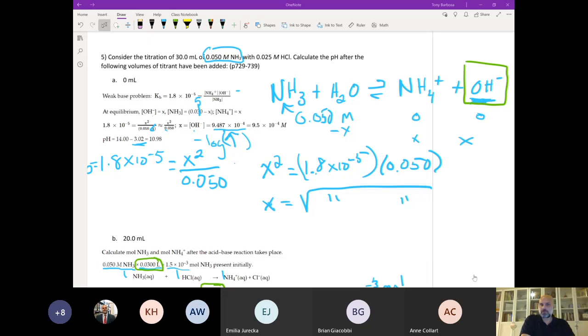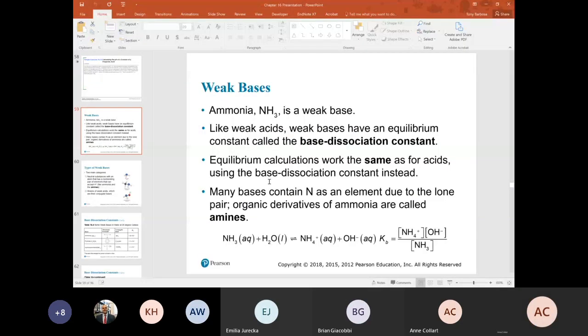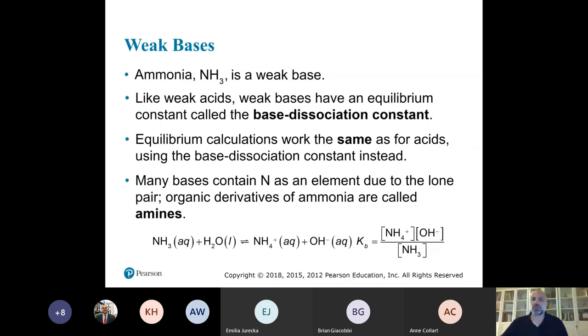So it's a good question, because the base one is something that doesn't come up that often. If we look at chapter 16, we talked about weak bases. Weak bases like ammonia are the reagents that, when they react with water, form the conjugate acid of the weak base plus hydroxide ions.